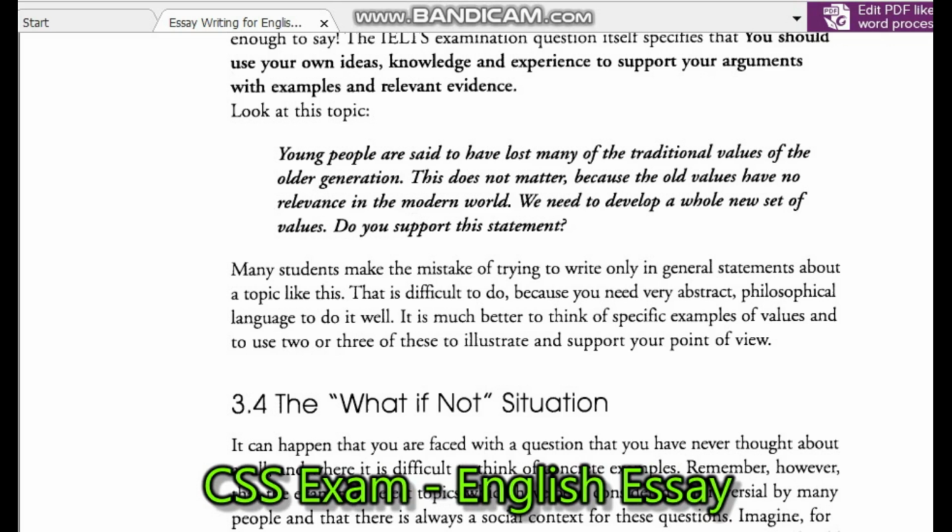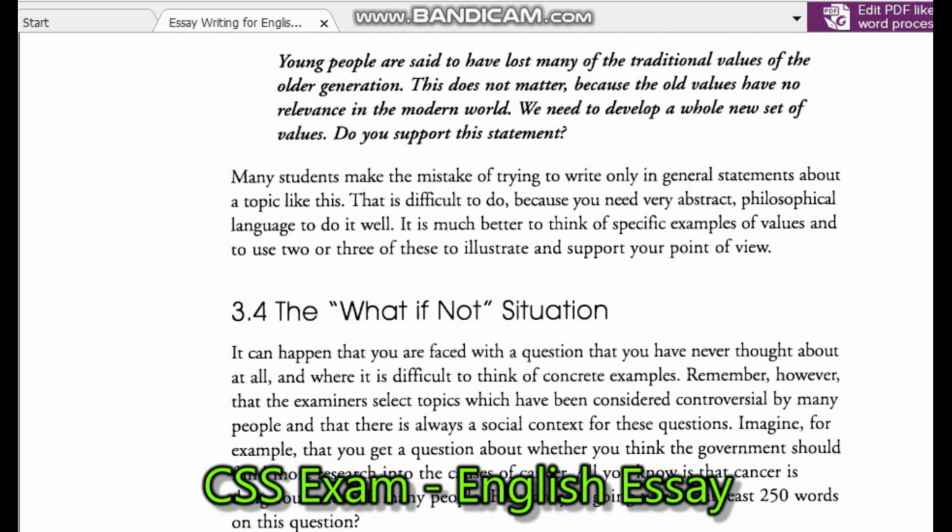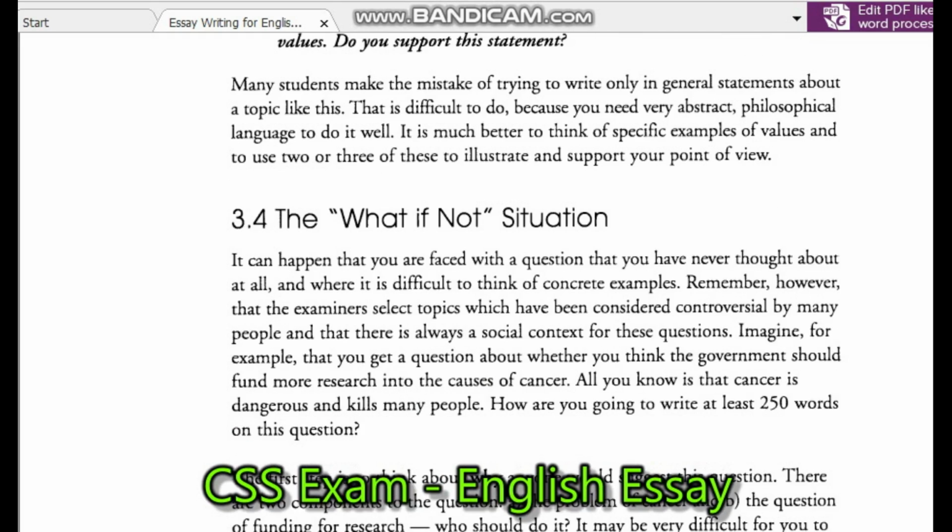Many students make the mistake of trying to write only in general statements about a topic like this. That is difficult to do because you need very abstract philosophical language to do it well. It is much better to think of specific examples of values and to use 2 or 3 of these to illustrate and support your point of view.